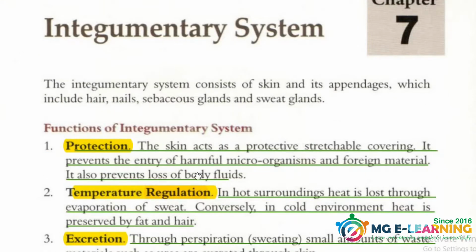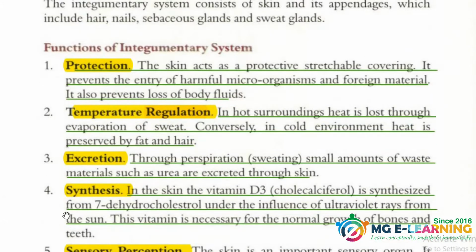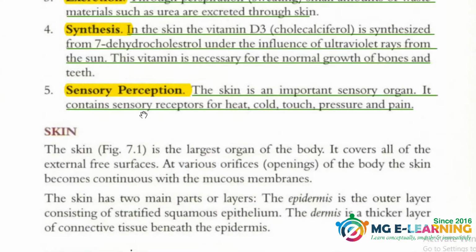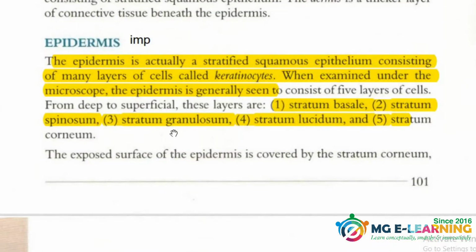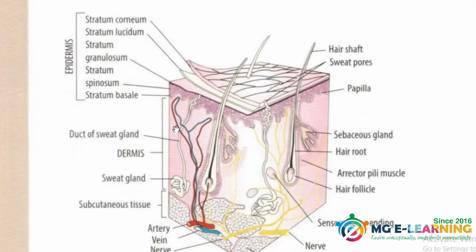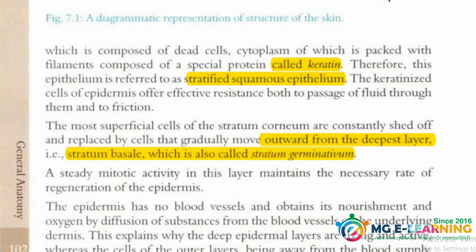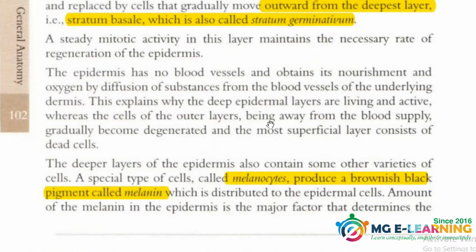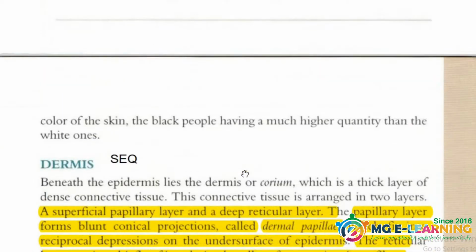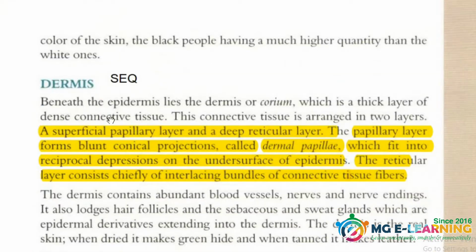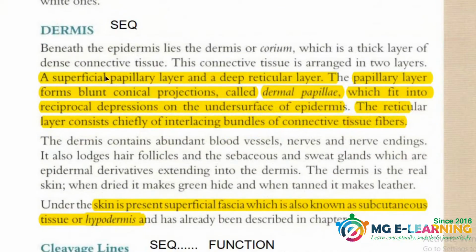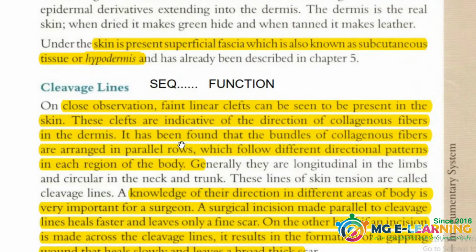Functions of the integumentary system are important, which are highlighted, and you just have to read them. Now is the skin. Epidermis is important for your MCQs. You have to read all the layers of the epidermis. This is the explanation of the epidermis structure. Next is the dermis. Dermis is important for your SCQ. You have to do the highlighted text for your paper.